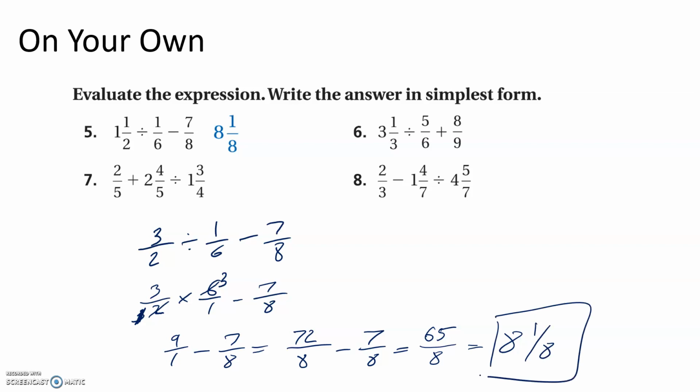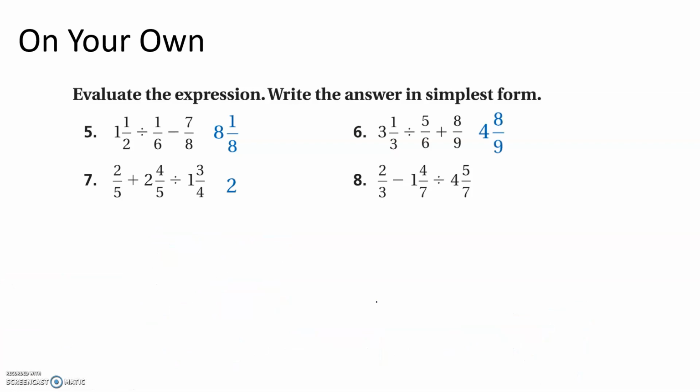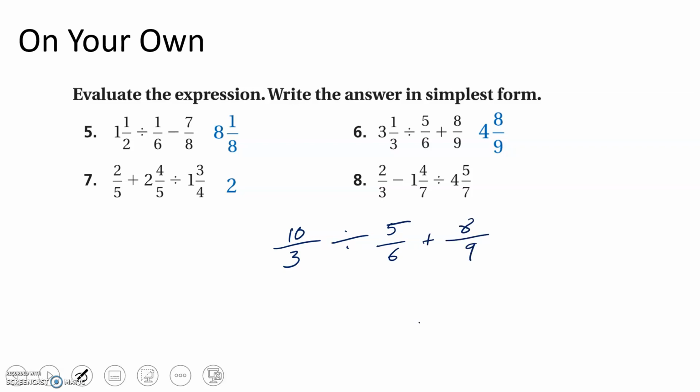All right. Number 6, 4 and 8/9. Right? Convert everything to improper fractions. So 10/3 divided by 5/6 plus 8/9. Right? Do division first. 10/3 times 6/5 plus 8/9.